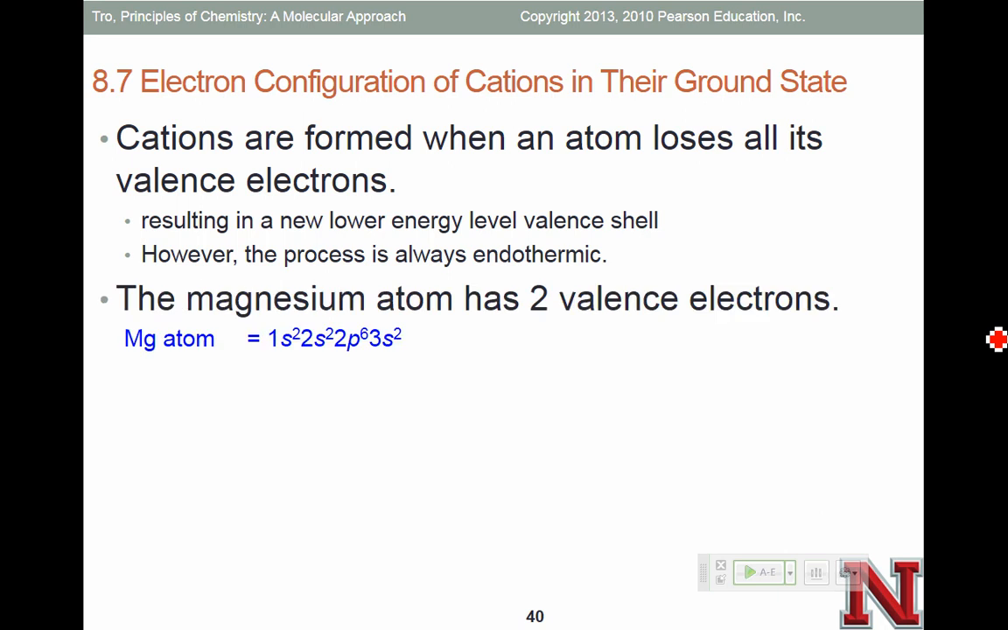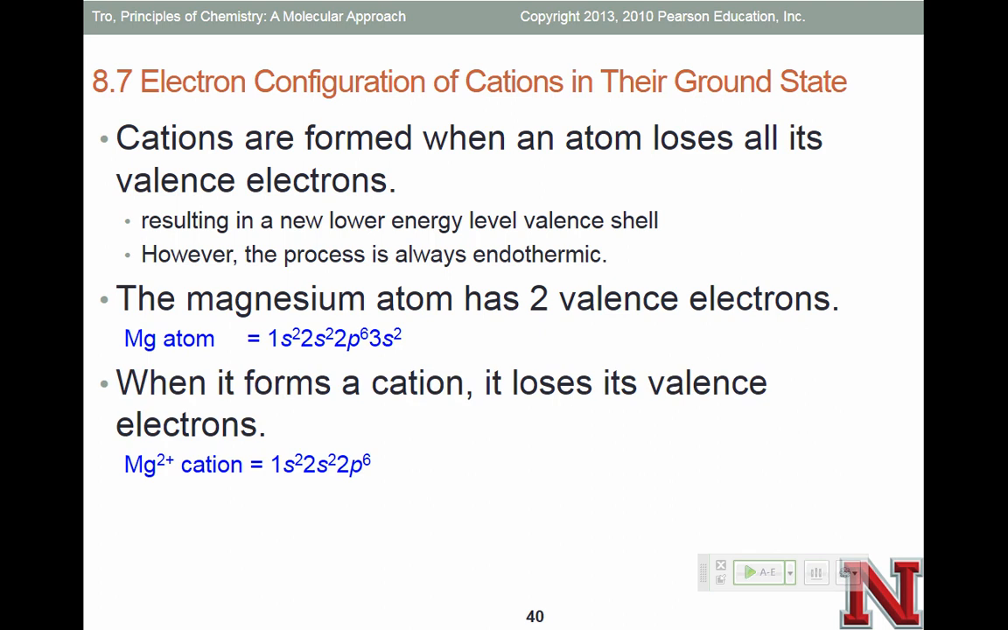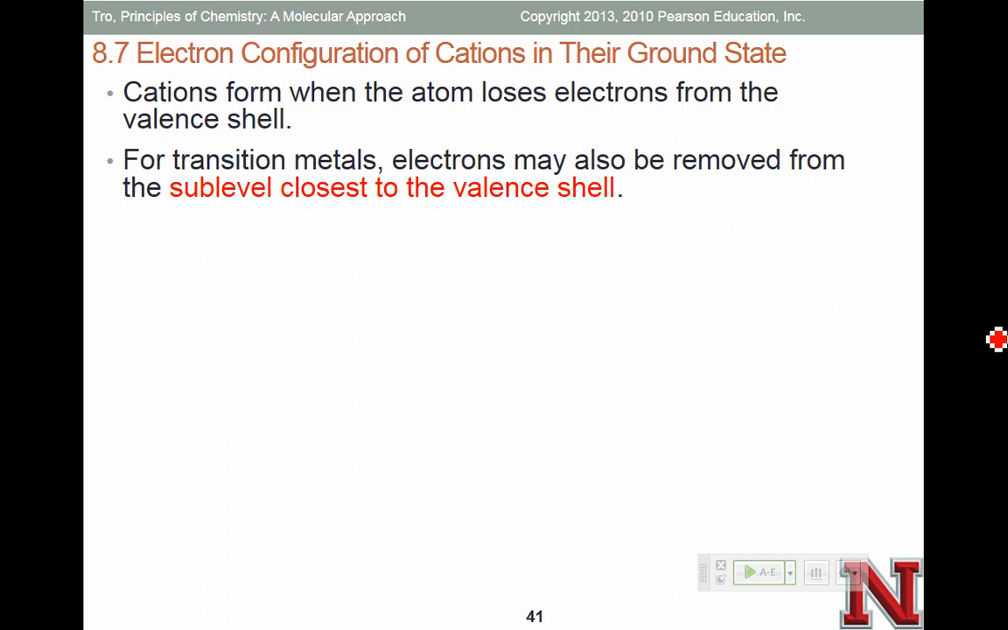Cations are formed when we lose all of its valence electrons. So here's magnesium. Notice now the magnesium 2+ lost these 2 electrons. So we don't put 3s0, we just get rid of it. And now it actually looks exactly the same as neon, if you were to map out neon's electron configuration.